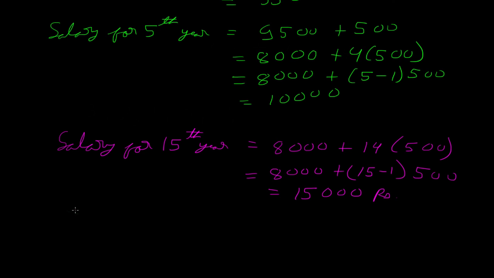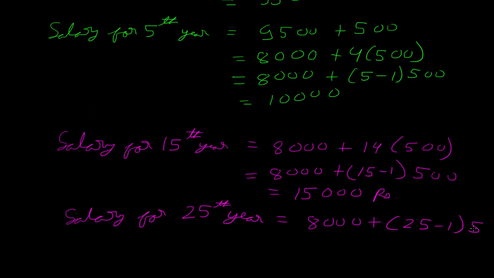Similarly, if I ask you what will be the salary for 25th year, you'd say that salary for 25th year would be 8,000 plus (25 minus 1) times 500, which will be equal to 20,000 rupees. So we see that there is a pattern arising here. Salary for fifth year is 8,000, that is the starting salary, plus (5 minus 1) times the increment. For 15th year, it is the starting salary plus (15 minus 1) times the increment.